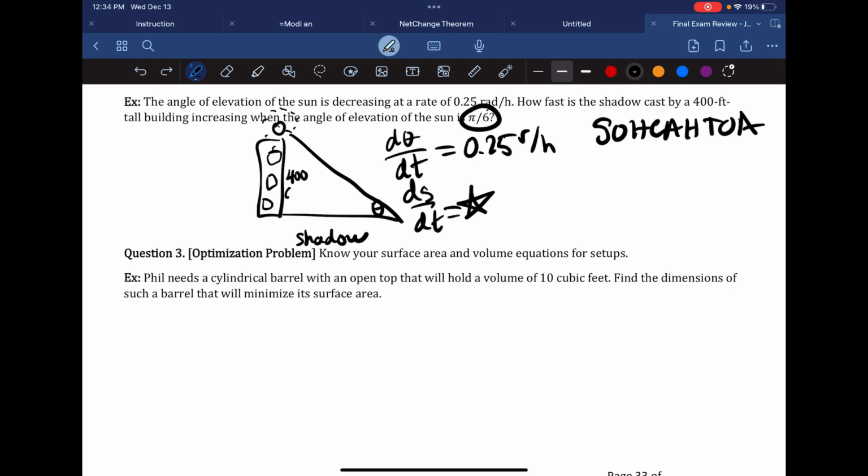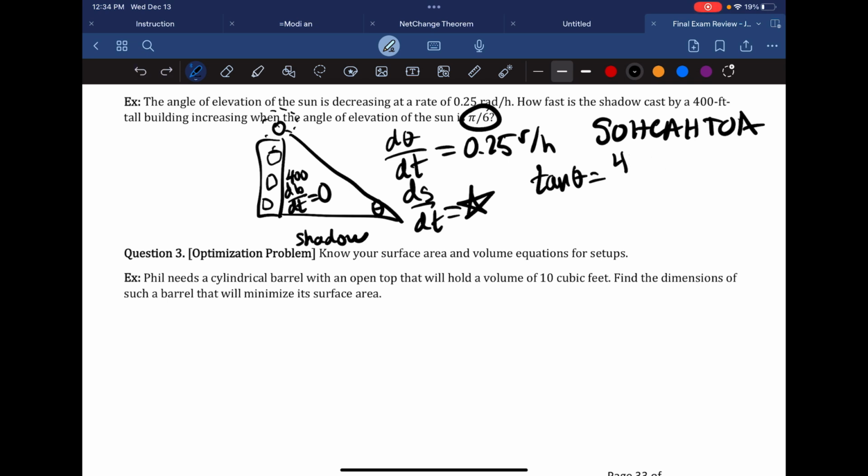And we could also say that if we call this b, because building, db dt equals 0. The building itself is not changing in height. So we want our trig function to incorporate the building because we know stuff about the building, and the shadow because we want to find out stuff about the shadow. For that reason, we're going to pick tangent, because we have opposite, which is the building, and adjacent, which is the shadow. So tan theta equals opposite, building, which would be 400, over adjacent, which is the shadow, S.